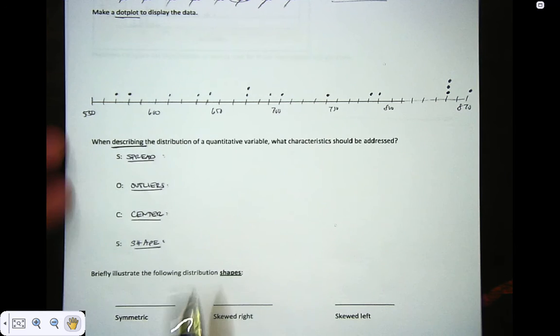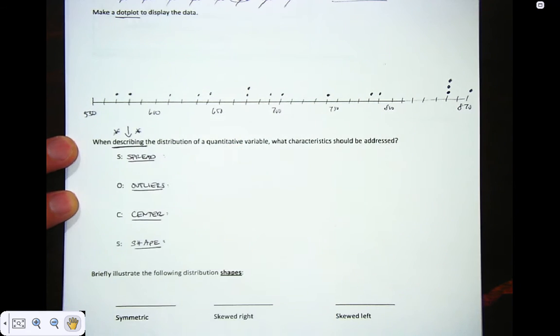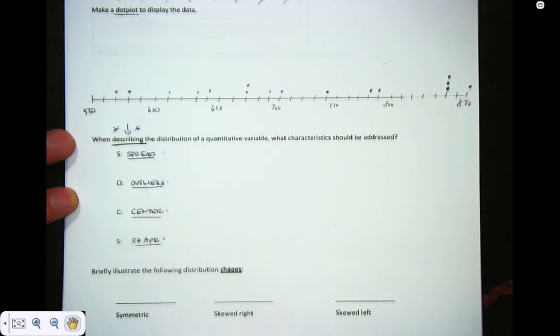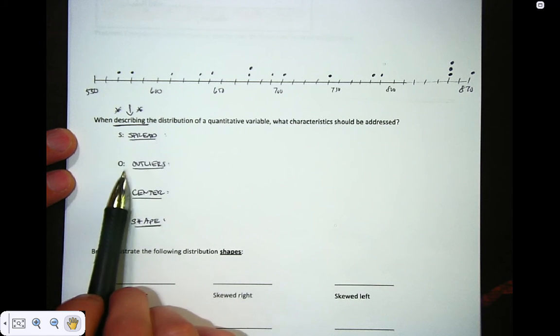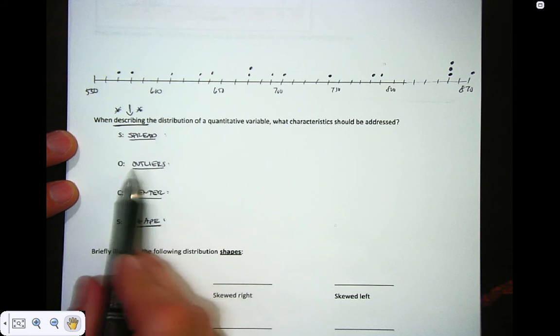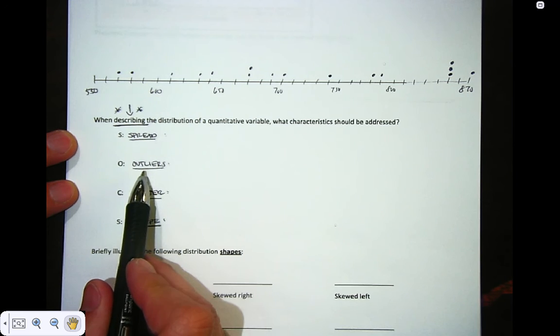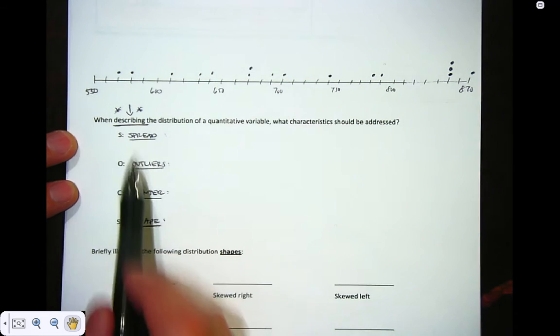Okay, so when you describe data for this class, in order to get credit, you must address all 4 of them. Even if there are no outliers, you have to address the fact that there could be, or you simply say there does not appear to be outliers. We don't really know for sure what an outlier is. We would just say it's those points that are really far away from the data. All right, so you must address these 4.